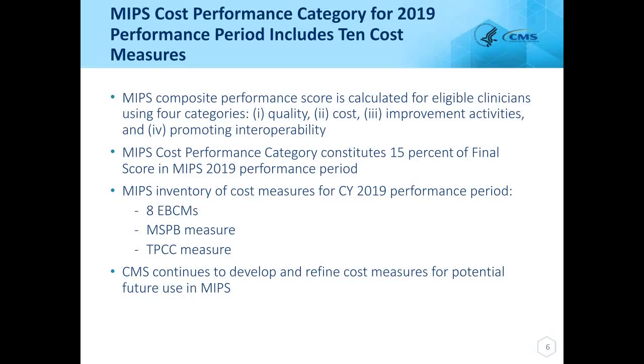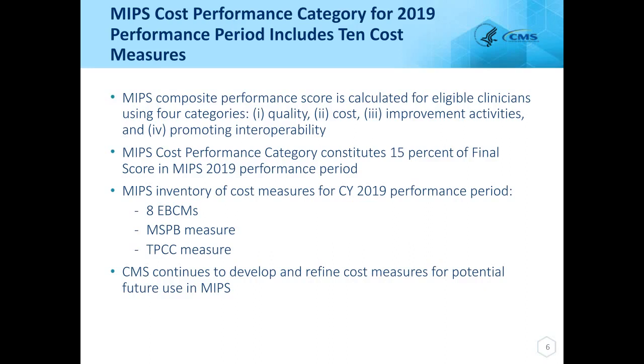You can go to slide 6, please. The MIPS cost category is one of 4 domains that CMS currently uses to calculate the MIPS composite performance score and constitutes 15% of the final score as of 2019. In 2019, the cost measures in the cost category included the MSPB and the TPCC cost measures that had previously been introduced into the program. CMS also expanded the category by introducing 8 episode-based cost measures.